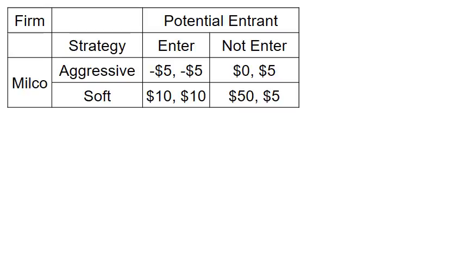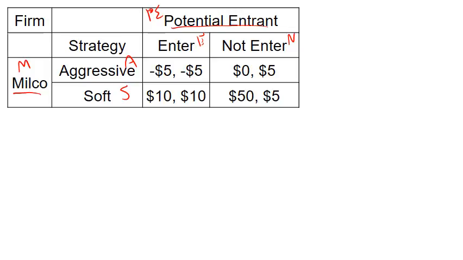Would an example help? The best way to learn how to play sequential games is to solve some games. Suppose that Milko and a potential entrant are engaged in a sequential game. We'll let M represent Milko and PE be the potential entrant. The potential entrant moves first and must choose between enter, E, and not enter, N. After the potential entrant makes its decision, Milko must decide whether to price aggressive, A, or soft, S.